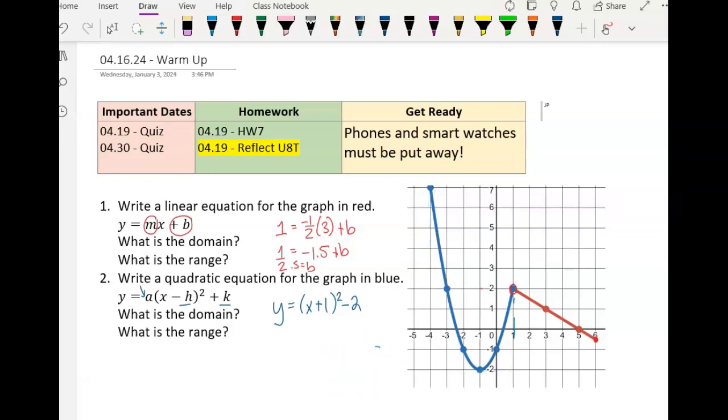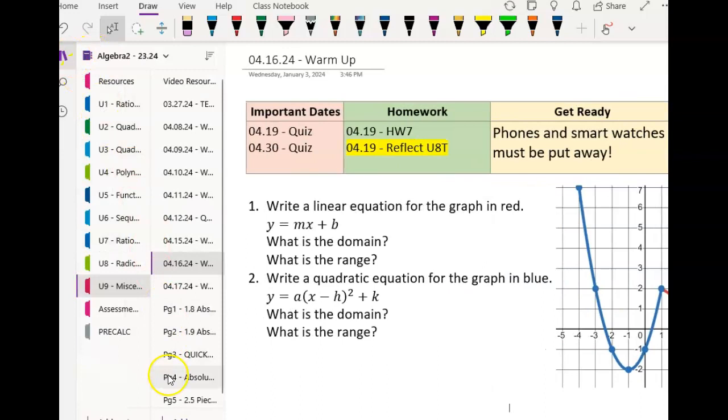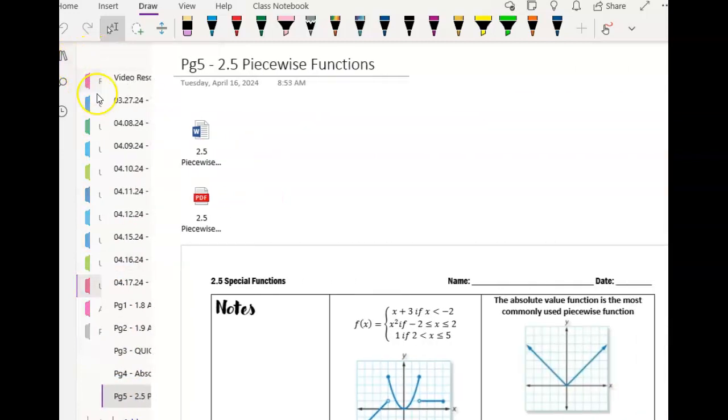And so this is actually an example of what we are doing today in class, which is what's called a piecewise function. And a piecewise function is just that, right? It's a function whose value is defined by different expressions in different intervals, right? Right here, from here to here, it's a quadratic. From here to here, it's linear. So we're going to take a look at that here in our notes, okay?